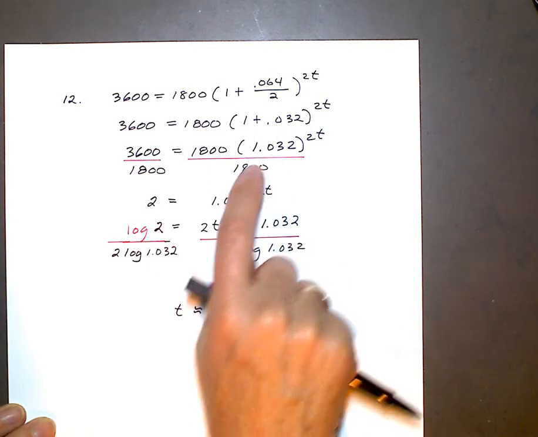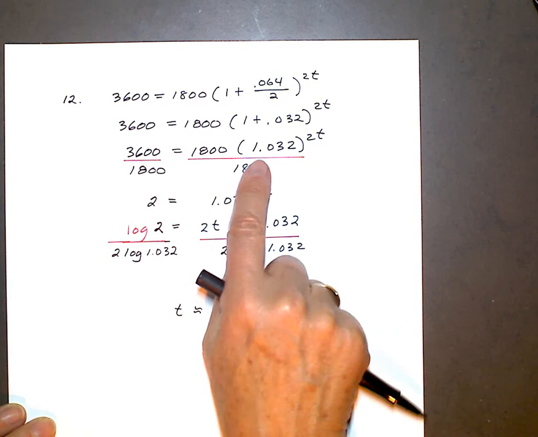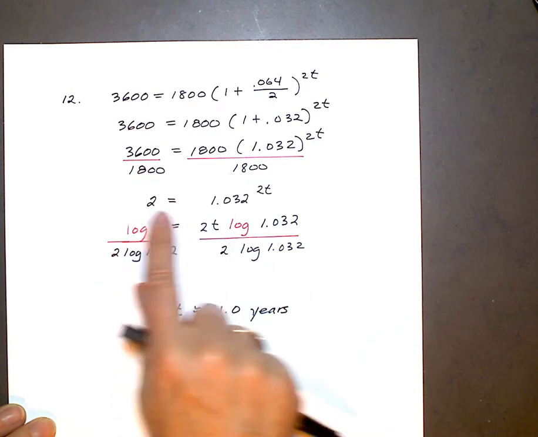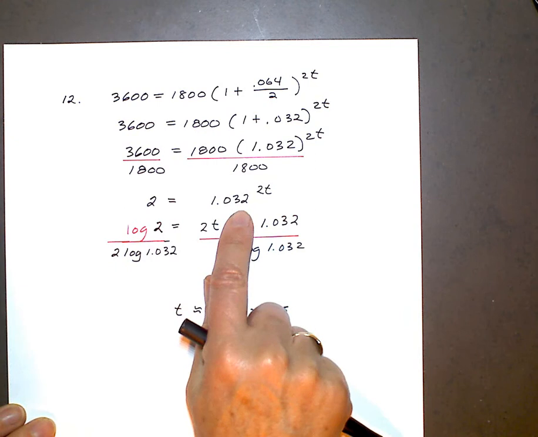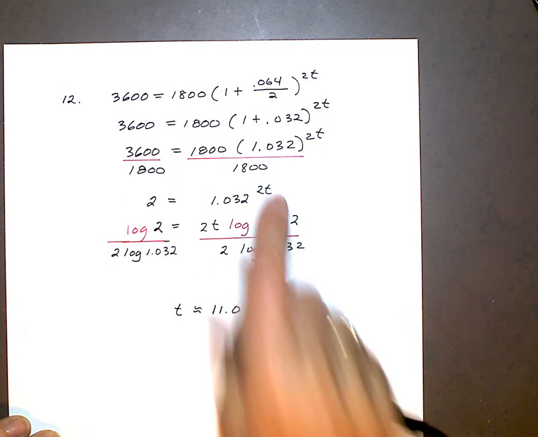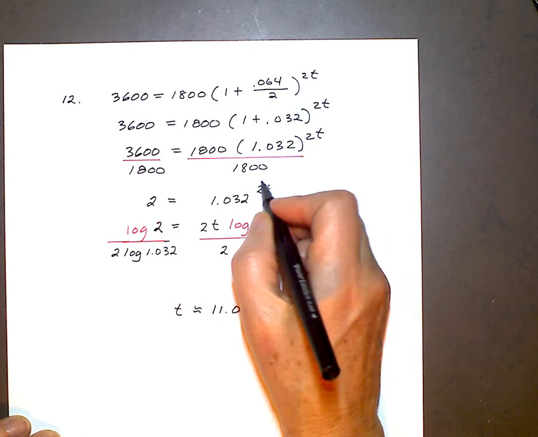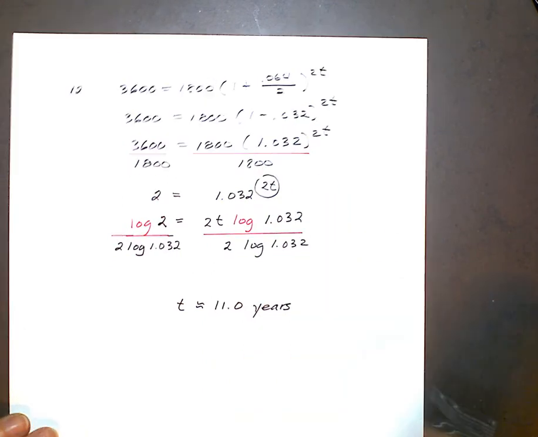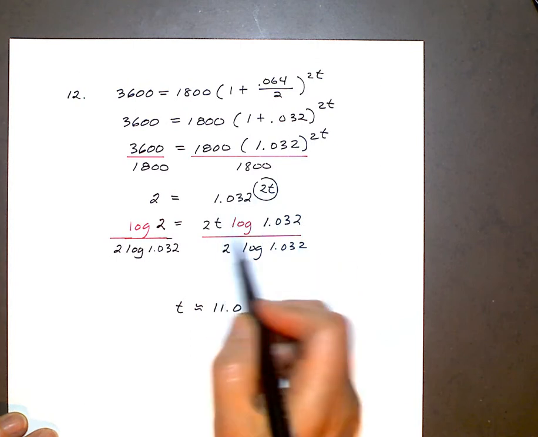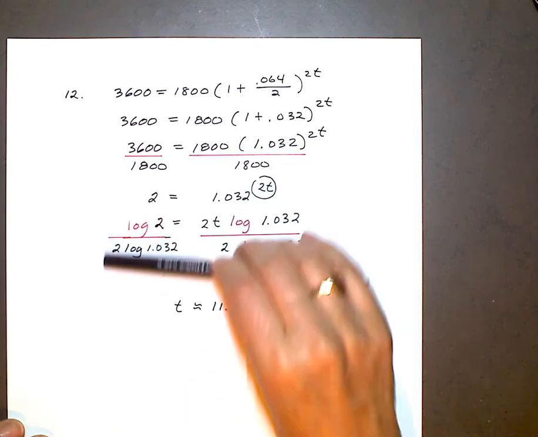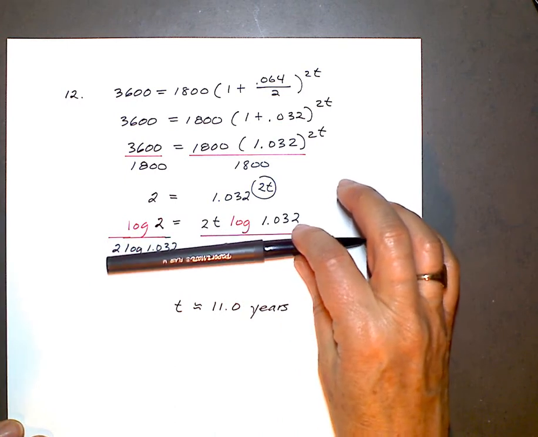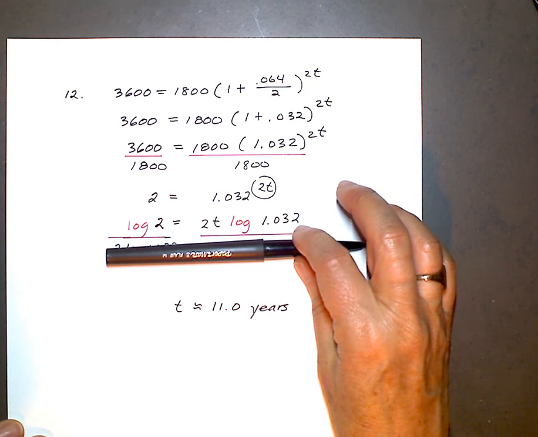Now I want to isolate this exponential term, so I divide both sides by 1800. So on the left I have 2 equals 1 and 32 thousandths, and that's raised to the 2t. And the variable is here. I want to get it down on the ground. So I log both sides, and I bring that down to the front when I do that. And so if I just look at this, I now have the log of the left side 2 equals the log of the right side, and I brought that 2t down to the front.